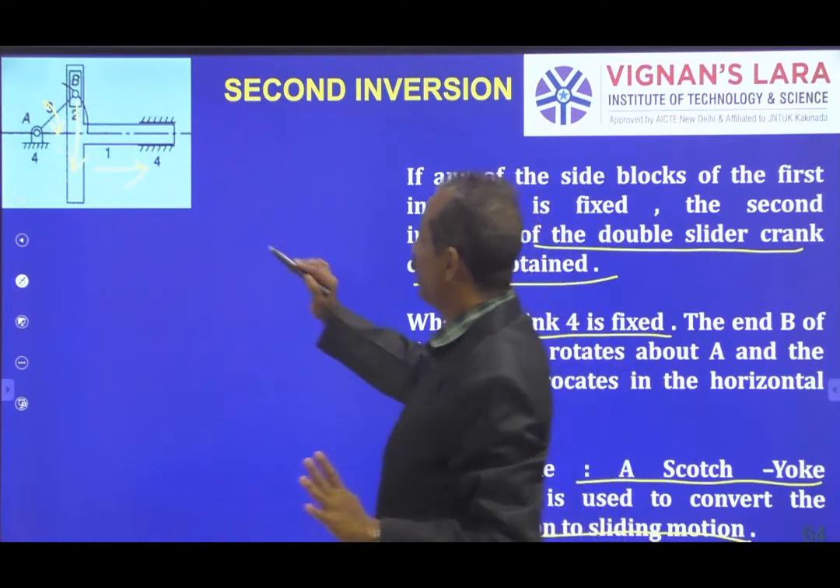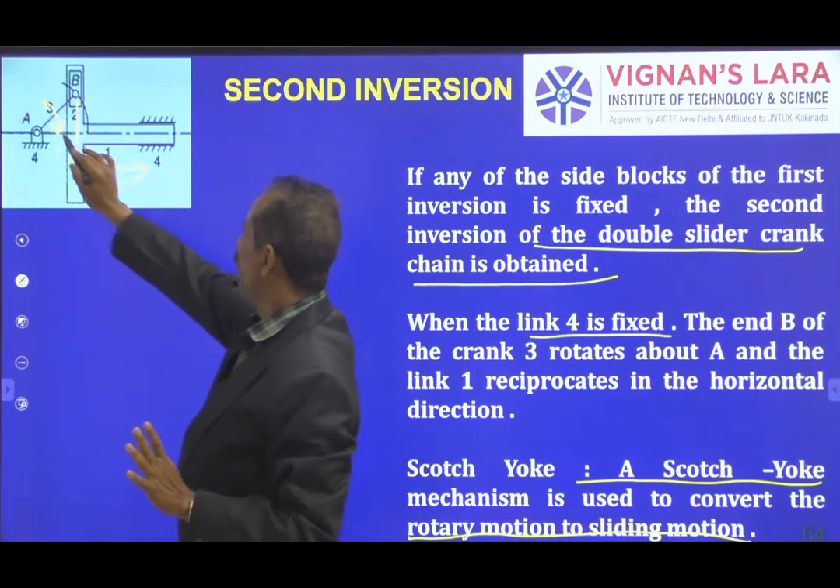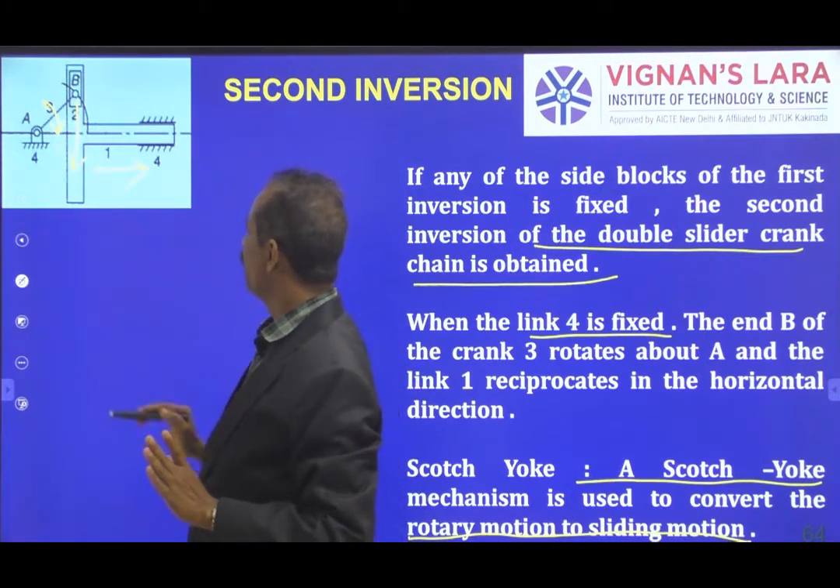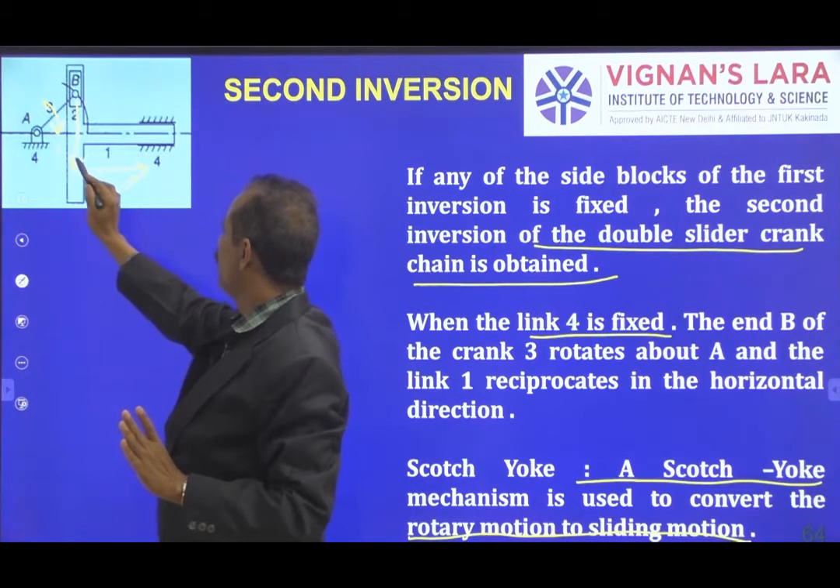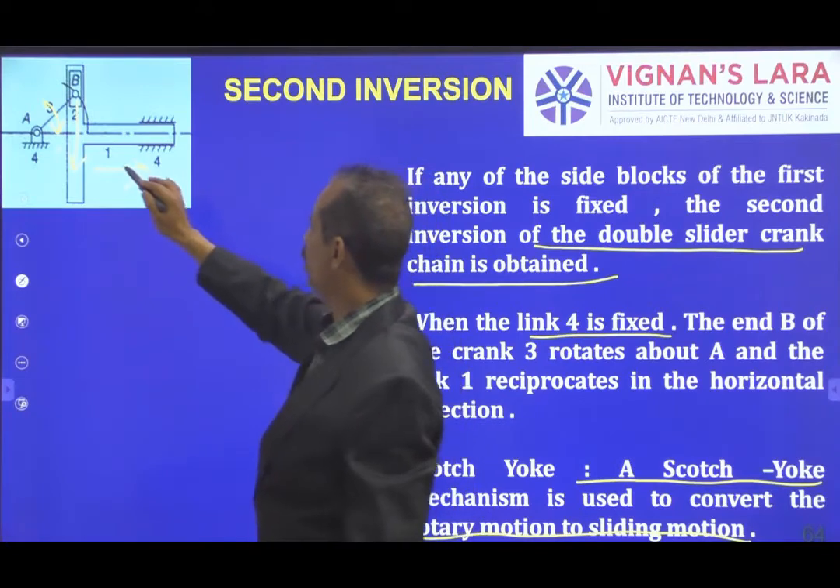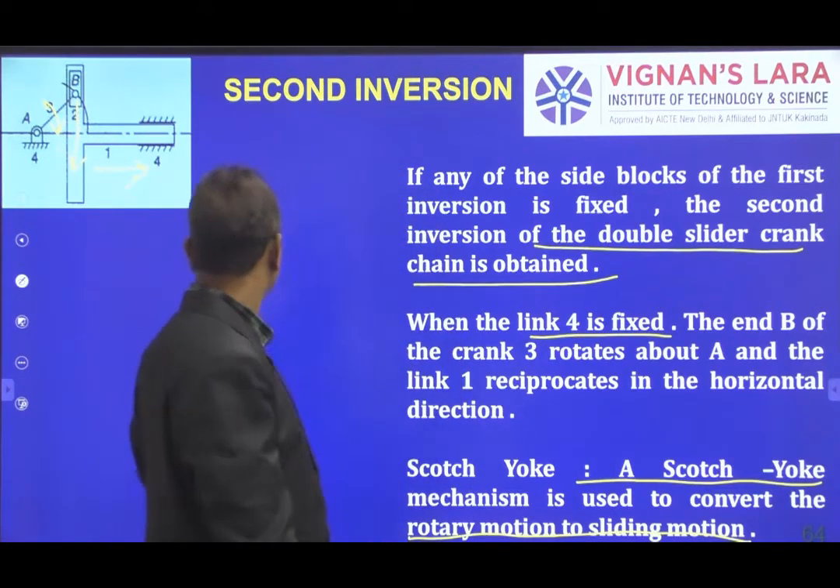Here what we did is we have fixed the link 4. Then input is given to the link 3 which is rotating and which causes the slider to move like this, and it pushes the entire mechanism. So the rotary motion is converted into reciprocating motion.